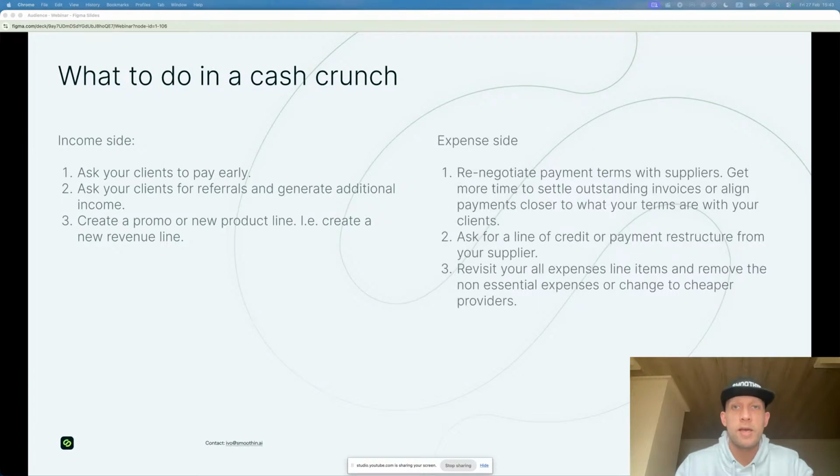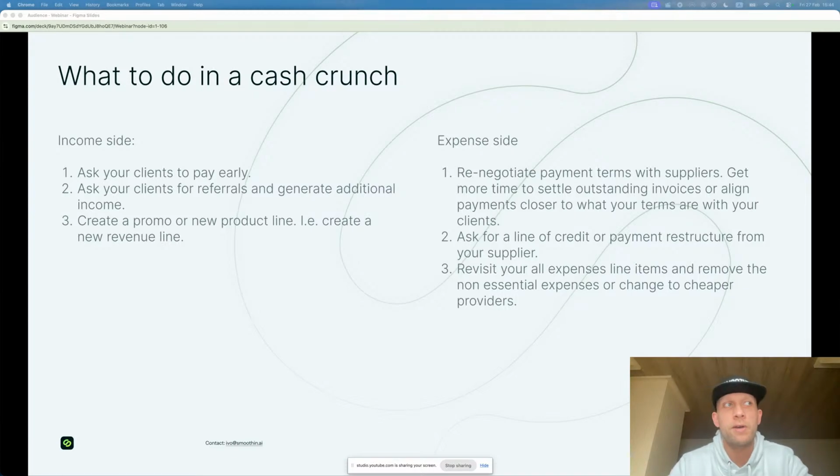On the opposite side, so on the expenses side, not a lot of people do this, and I would encourage you to do a lot more of this, which is renegotiate payment terms with your suppliers. So either get more time to settle the outstanding invoice that you can't pay. So split it into 2 payments instead of 1 payment, or 3 payments instead of 1 payment.